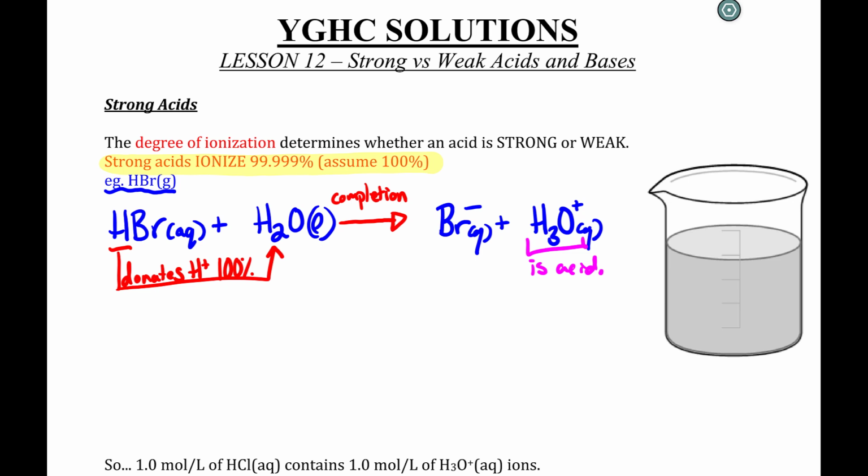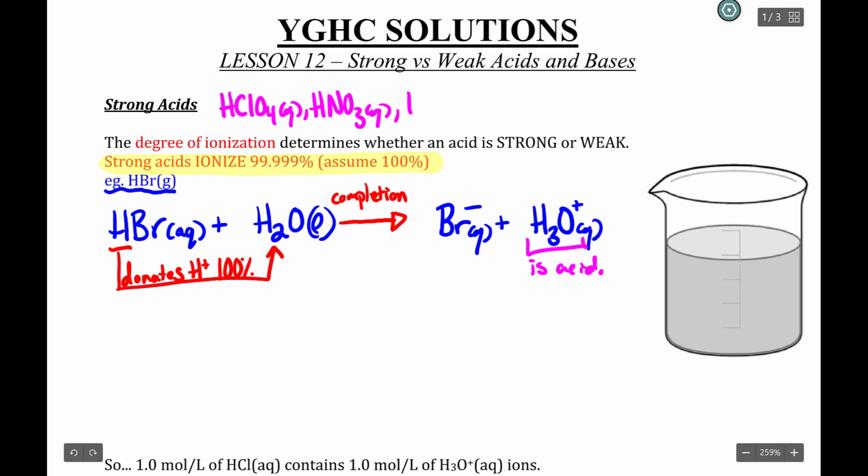Now there are 6 strong acids you need to know. Perchloric acid, HClO4, is a strong acid. Nitric acid, HNO3, and sulfuric acid, H2SO4. These 3 all have a polyatomic ion in them: perchlorate ion, nitrate ion, and sulfate ion. The other 3 just have a monoatomic anion: HCl, aqueous, hydrochloric acid; HI, hydroiodic acid; and HBr, aqueous, hydrobromic acid. These are your 6 strong acids that you must know, and I do ask that you memorize them.